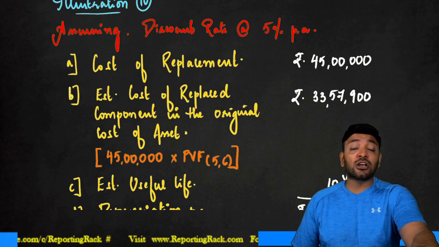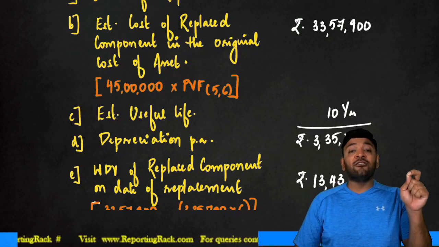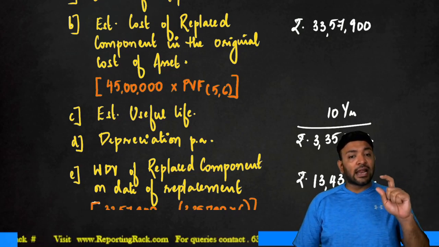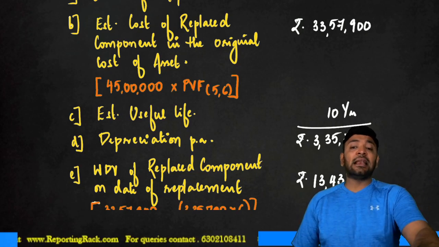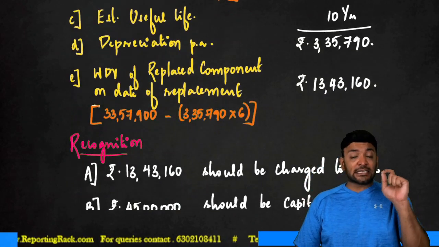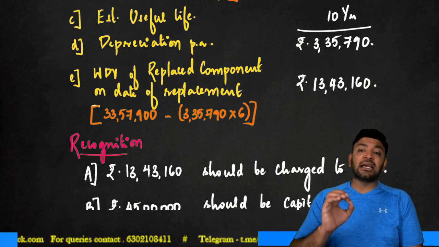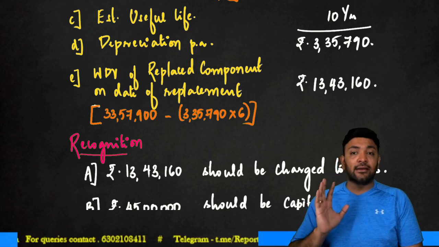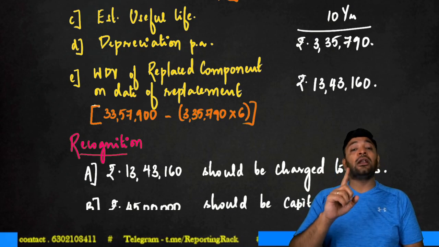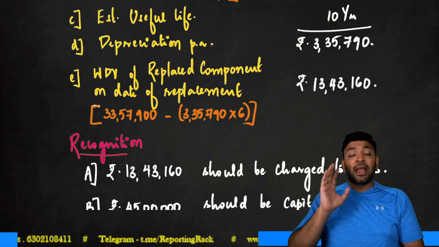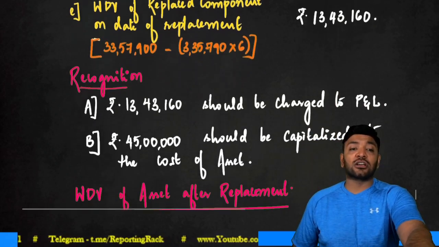Useful life was 10 years because there is no separate useful life for the asset. For the component, I am using the same useful life that I applied for the total asset. So 10 years, depreciation is 3,35,790. If 3,35,790 was depreciated for 6 years, what is the remaining WDV of the replaced component? The balance value of the asset is 13,43,160. This 13,43,160, which is the WDV of the replaced component, has to be charged off to P&L, and 45 lakhs that we have incurred for the cost of replacement should be capitalized to the cost of the asset.